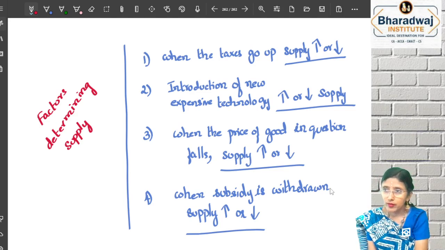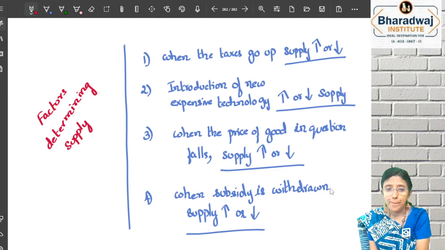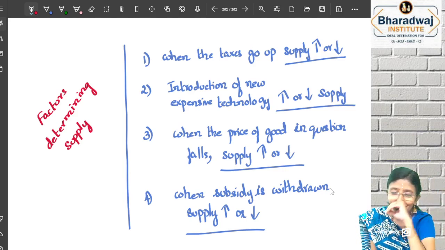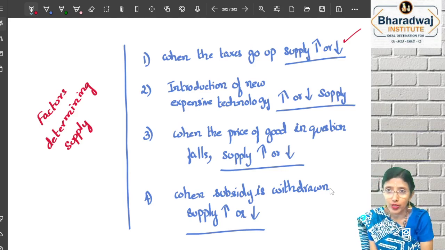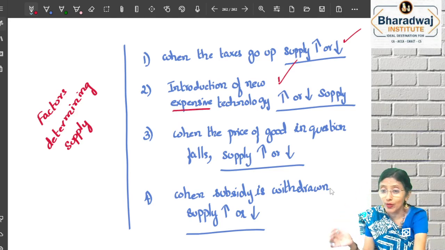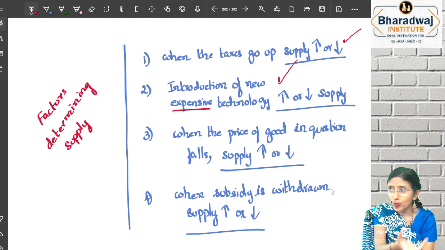Doing or done? Finished. For the first one, when taxes go up, supply decreases. Introduction of new expensive technology increases supply. Remember that, because we did it with a case note. Expensive means we won't take the technology? We have already introduced it, let it be expensive, but it's going to give me more output units, right?